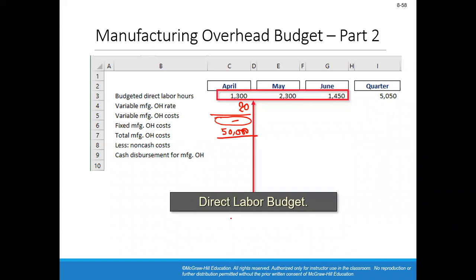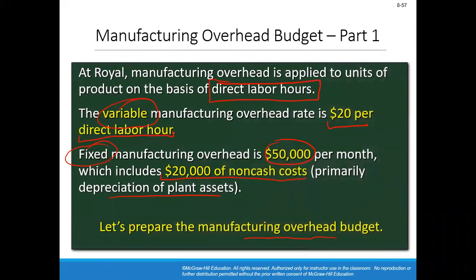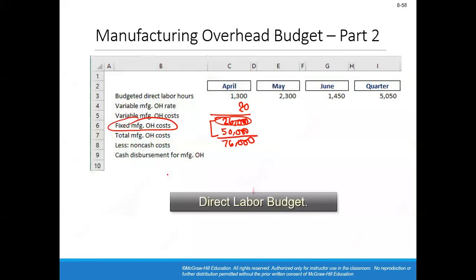The number is 26,000. So if we write that 26,000 here and we add these two numbers, we have the total manufacturing overhead expenses of how much? 76,000. Okay. Now you see, out of the 76,000, have we made all cash payment, or we might have some non-cash expenses under the fixed manufacturing overhead? You can recall that plant depreciation of the plant asset 20,000 is a non-cash expense. So we do not need to make any cash outlay for this 20,000.